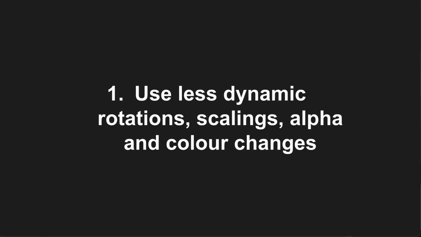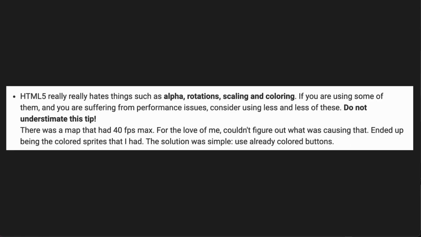The first one is to use less dynamic rotation, scaling, alpha, and color changes. So this might seem quite obvious, but when you're building a game, it's easy to just add more and more of these in. This is his exact quote. And at the beginning of his post, he mentioned, if you're able to get your game running a smooth 60 in HTML5, then it's gonna work well on mobile and any desktop platform. So that's a kind of good benchmark to hit.